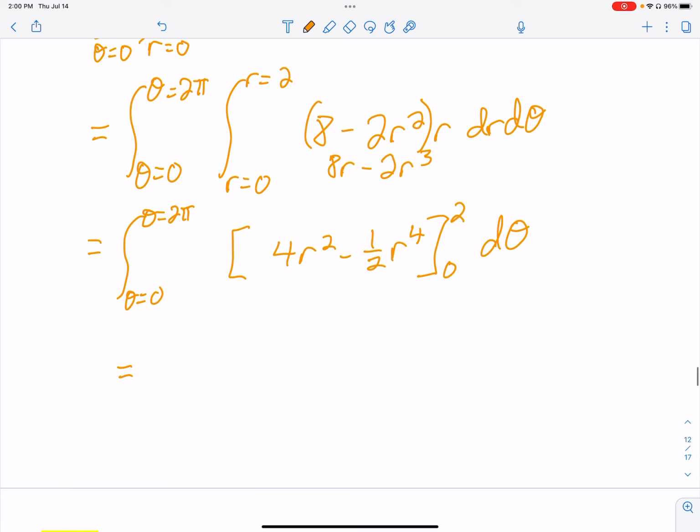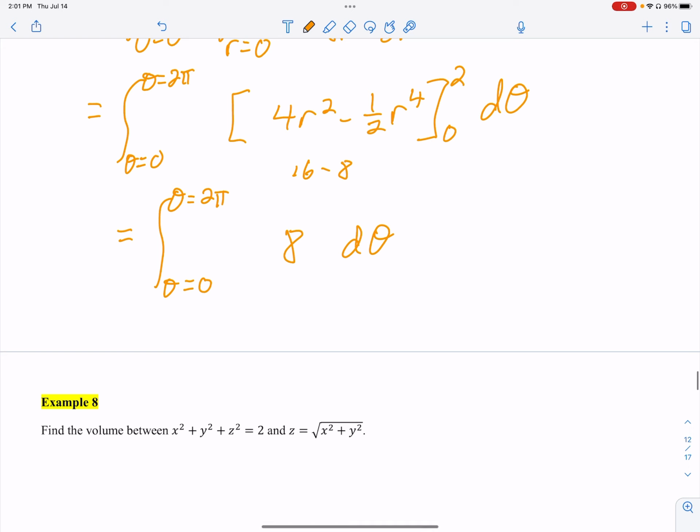If I plug all that in, the zeros are going to go away. If I plug in 2, I get 2 squared, which is 4. 4 times 4 is 16. Minus, if I plug a 2 in there, 2 to the 4th is 16, times 1/2 is 8. So I get 8. The integral's still there, though. Theta equals 0 to 2 pi, and I just have an 8 on the inside. That's an easy integral. This is just going to be 8 theta, run from 0 to 2 pi, which is going to leave us with 16 pi. So that is the volume caught between those two surfaces.